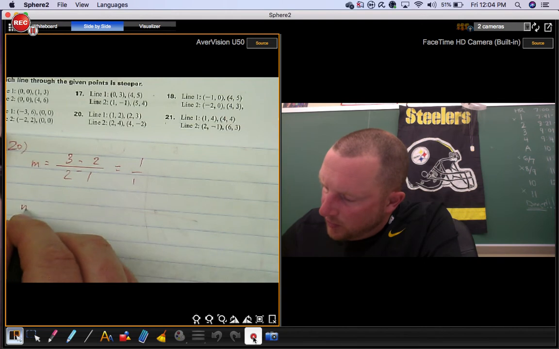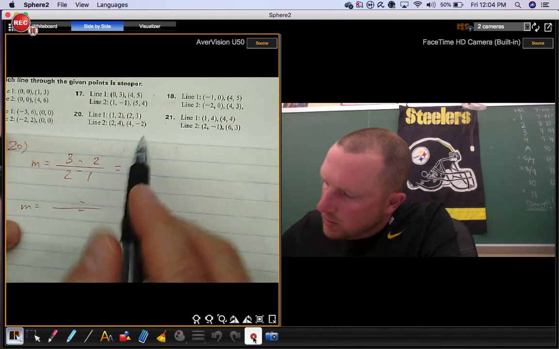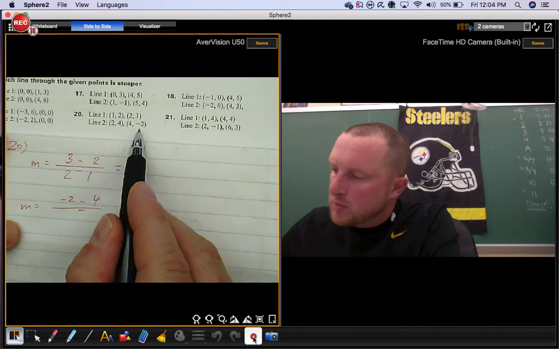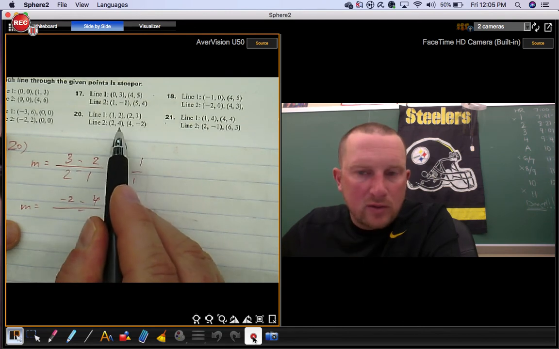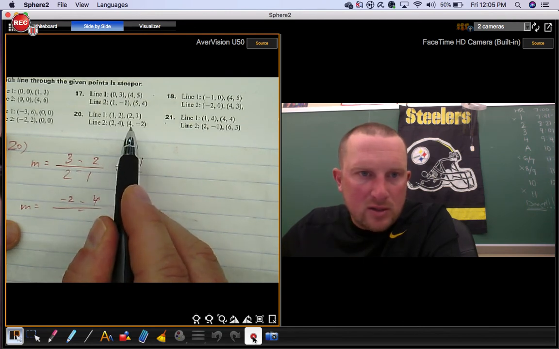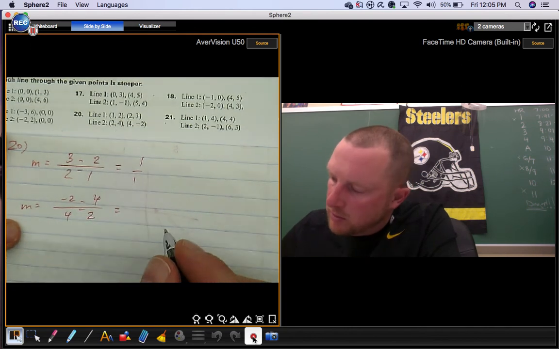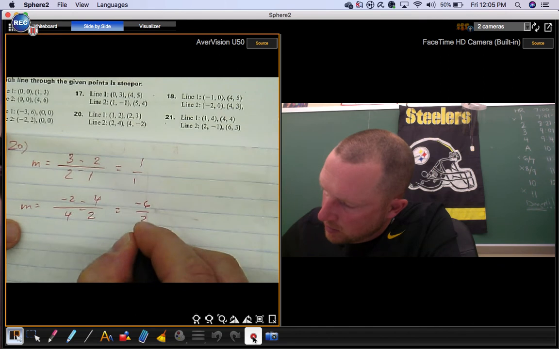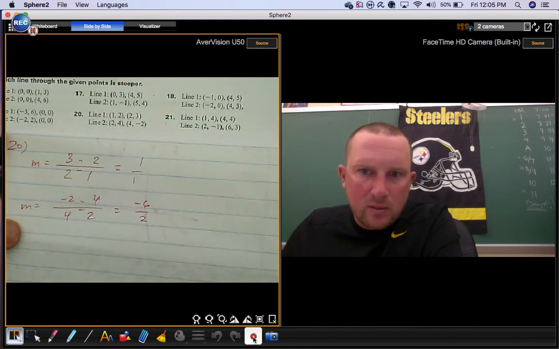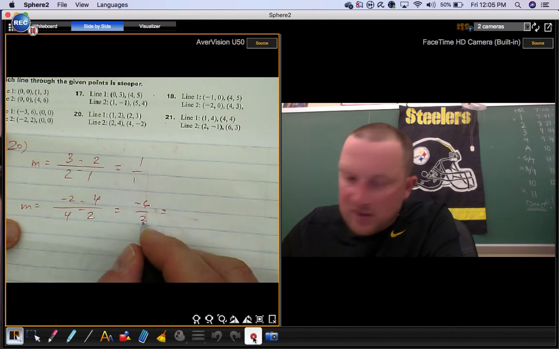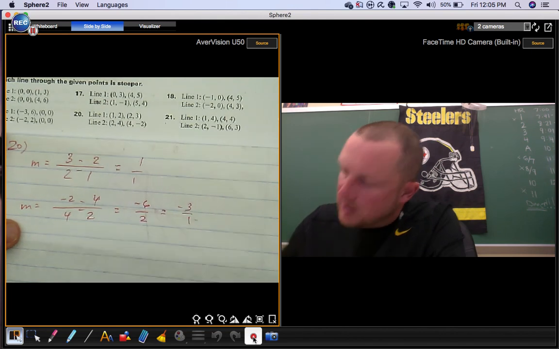Let's find the slope of line 2. We're going to subtract our y's, negative 2 minus 4. Then we're going to subtract our x's, 4 minus 2. And you end up with this. It's a negative. It's okay. Negative 6 divided by 2 is negative 3, so I'll just write it as negative 3 over 1.